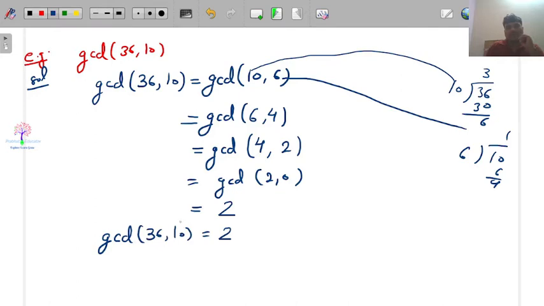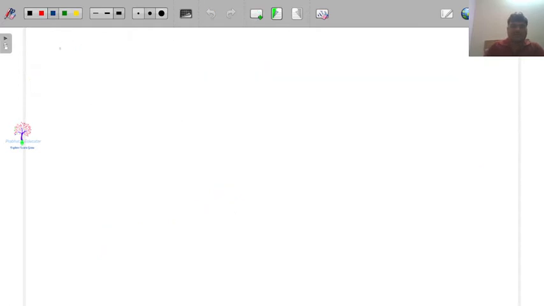But 36 and 10 were very small numbers. If this numbers A and B are large, then what will we do? For that we will follow an algorithm. So the algorithm is like this. First we are talking about the process. So let's talk about the process.